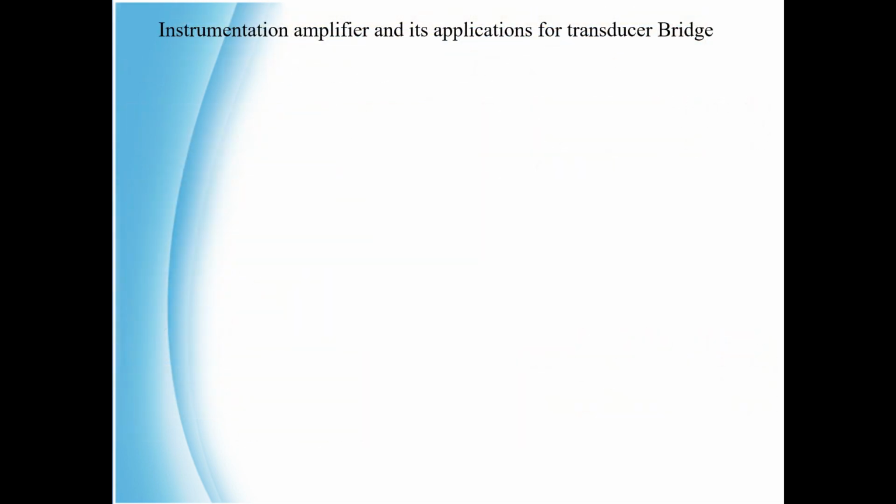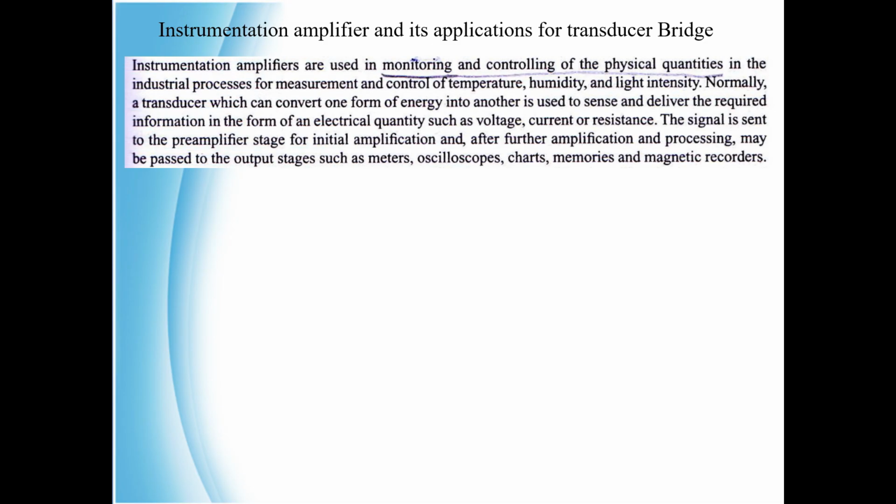Next, we move on to instrumentation amplifier and its application for transducer bridge. Instrumentation amplifiers are used in monitoring and controlling of the physical quantities in the industrial processes for measurement and control of temperature, humidity and light intensity. Normally, a transducer which can convert one form of energy into another is used to sense and deliver the required information in the form of an electrical quantity such as voltage, current or resistance.